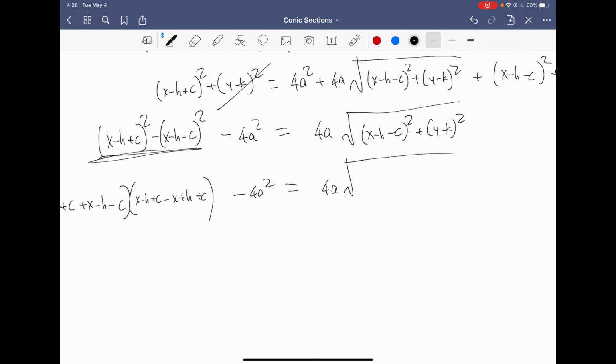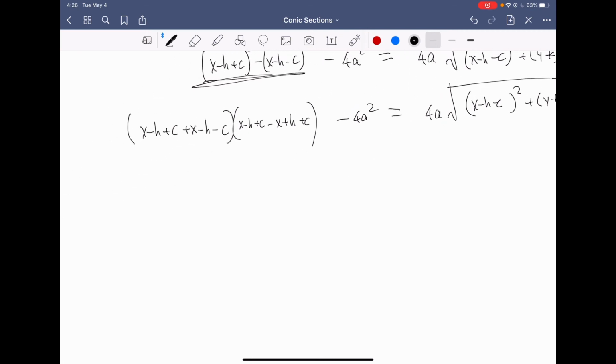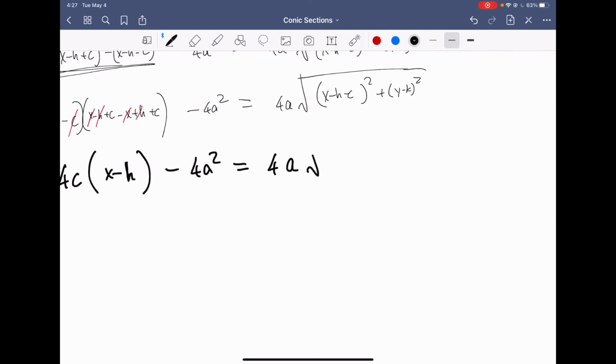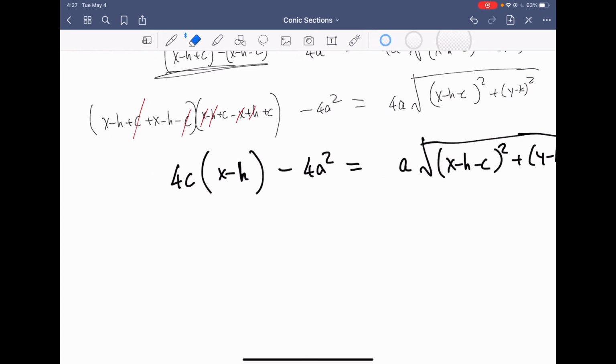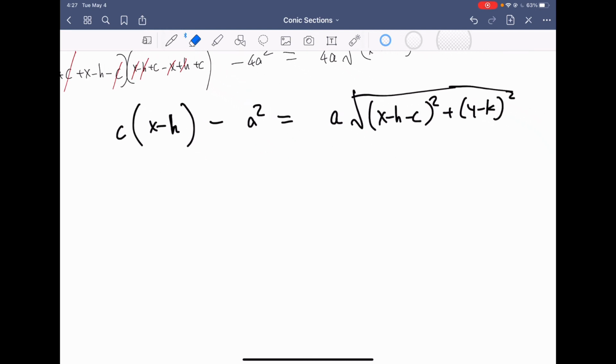This process is similar to our parabola, but we have one more square root to go. So over here c cancels out, so we have 2x minus 2h, and this would have x and h cancel out, so 2c. What we have at the end over here would be 4c times (x minus h) minus 4a squared is equal to 4a times the square root of (x minus h minus c) squared plus (y minus k) squared. And now we can cancel out our 4 on both sides of the equation to get this.